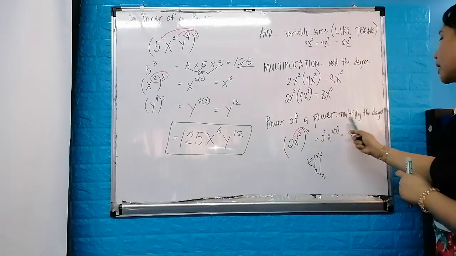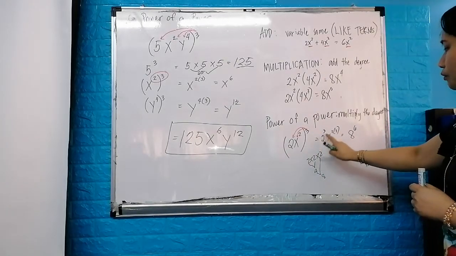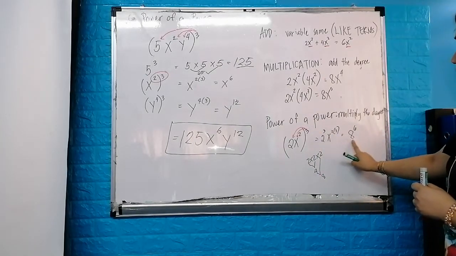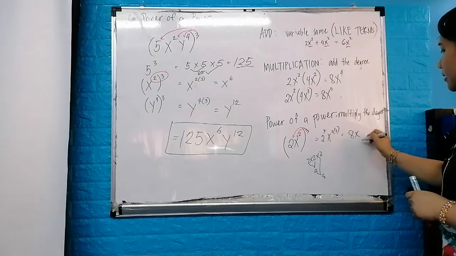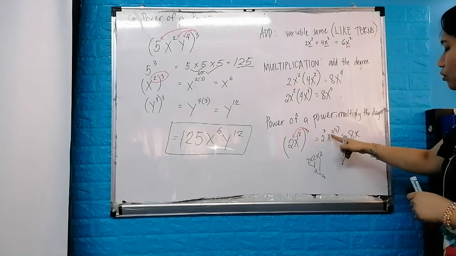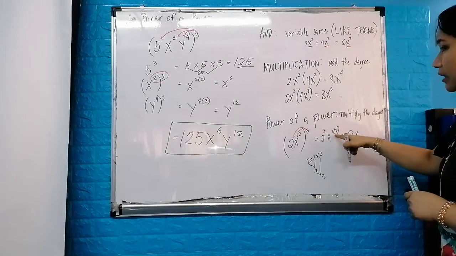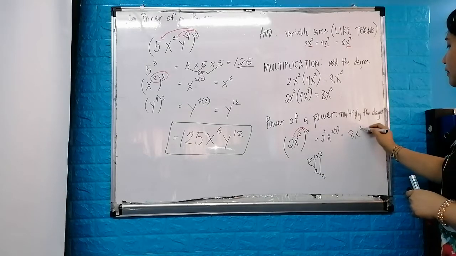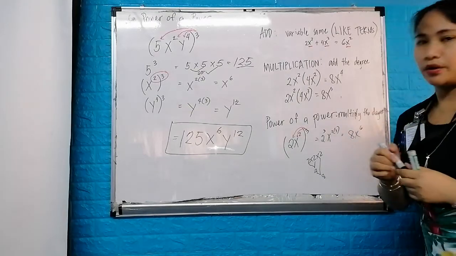So for power of a power, again, you need to multiply the degree. So 2 cubed is 8. Okay, it is 8. And here, the exponent of the variable is 2. You need to multiply the degree. Again, 2, you multiply it by 3. You have 6. So the final answer here is 8x to the 6th power. Alright.